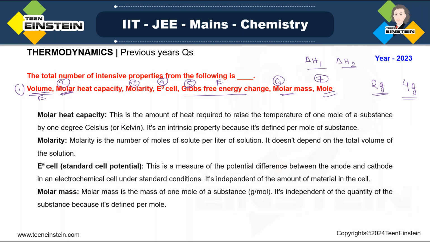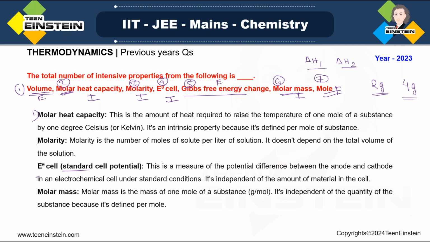Ultimately, okay, these two we have missed. So E naught cell is also standard. Whenever you have anything standard here, concentration is fixed. When it is fixed, that means the amount of matter is also fixed. Okay, one by one let me discuss. So only 4 are intensive, right? Out of a total of 7, 4 are intensive, so 3 will be extensive. Gibbs free energy is extensive, mole is extensive, and volume is extensive.